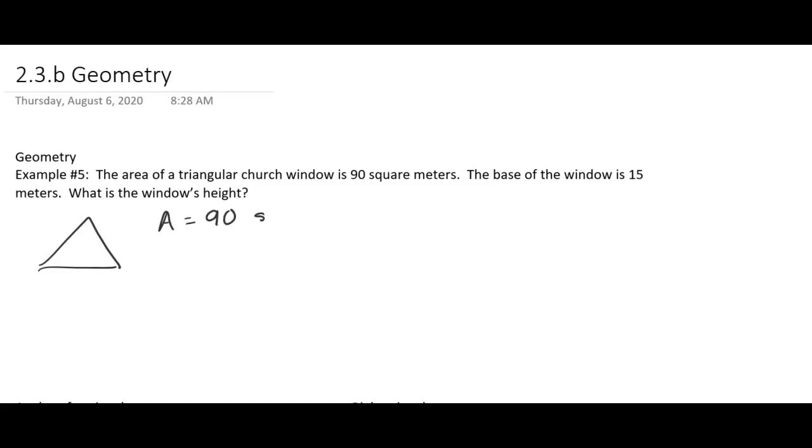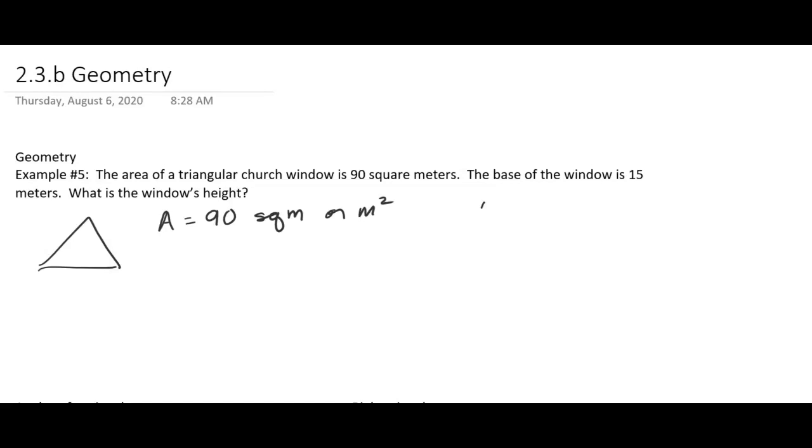Now, when we say square meters, you can write it this way, or you can write it meters squared like that. That's just the unit of measure. Area is measured in a square measurement. So you're measuring your floor in square feet or square inches or whatever, but that's area. Okay, we're going to need then the formula for the area of a triangle.